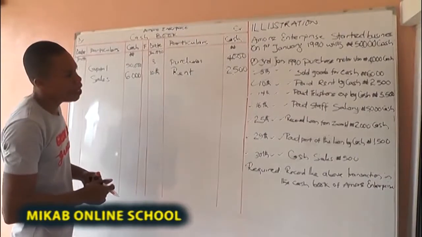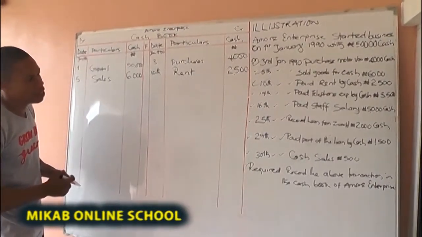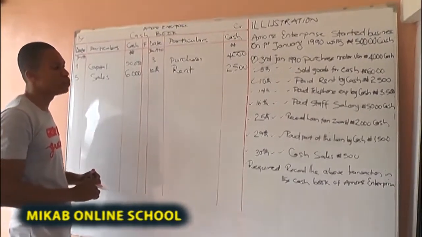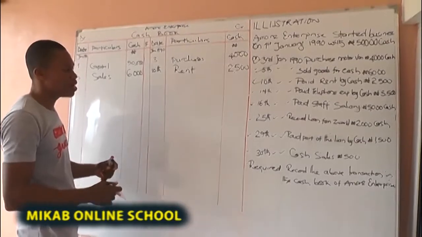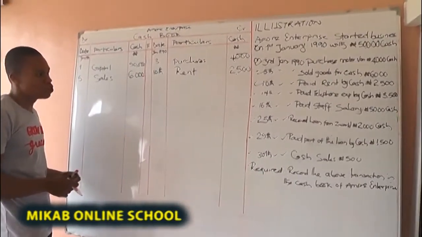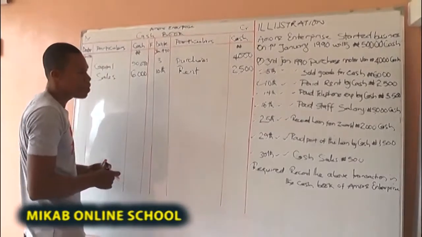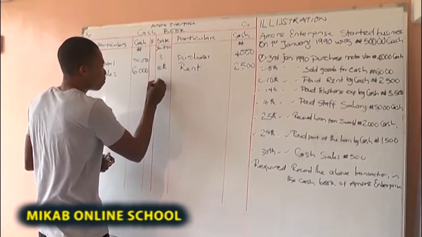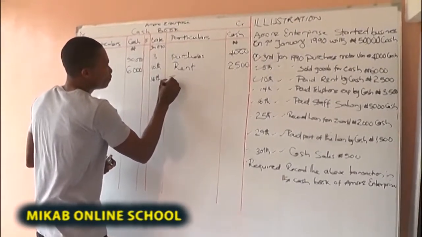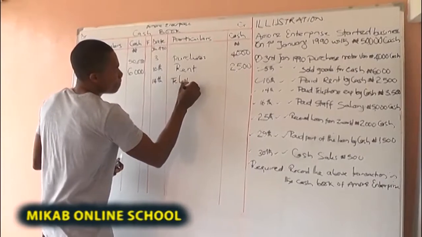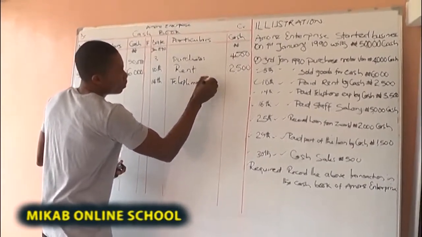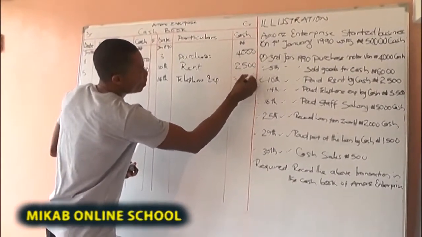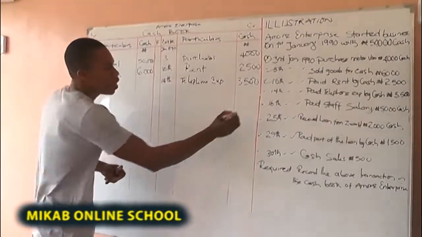On the 14th, paid telephone expenses by cash, 3,500 Naira. Here I believe you understand now, based on the rule that you are doing away with cash. Cash is going out of the business, therefore it should be recorded at the credit side. Payment is being made for telephone expenses. What date? On the 14th. Telephone expenses. At what value? 3,500 Naira. Now we are done with the 14th.